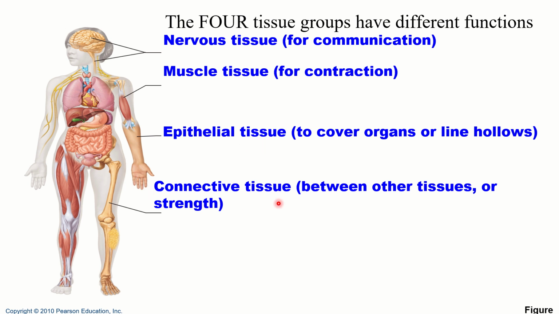Then there is connective tissue. Connective tissue is found between other tissues and provides strength. Whenever there is epithelial tissue, it is always underlined by connective tissue. So here you can relate to between other tissues or strength. It provides strength to the epithelial tissue.